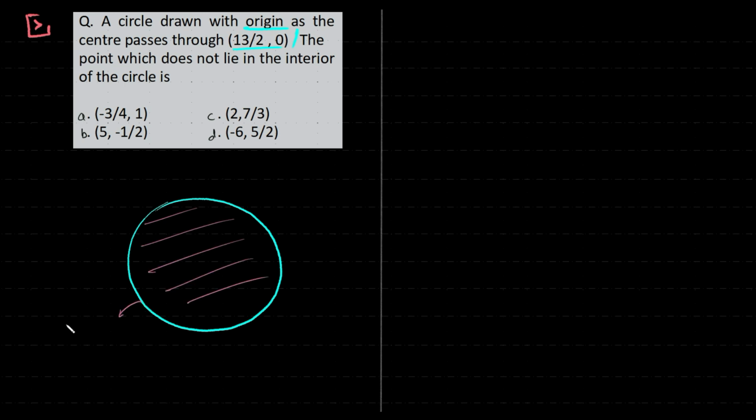This is on the circle. This is outside the circle. This is inside the circle. Okay, so let's do this. We have the x and y axis passing through the origin, right? And this point, 13 by 2 comma 0, is on the circle.